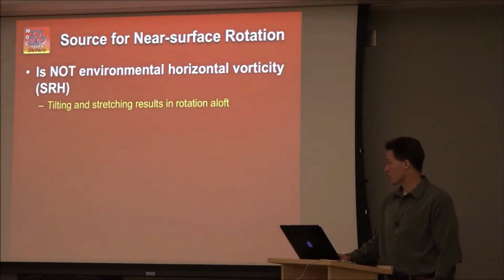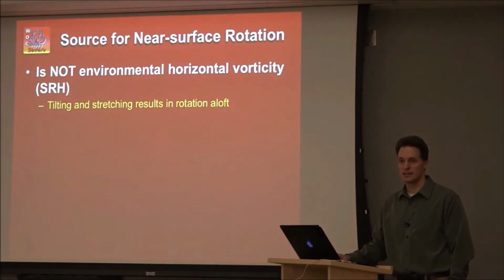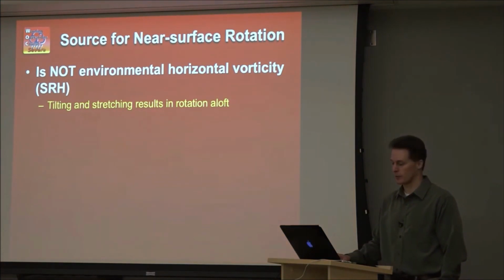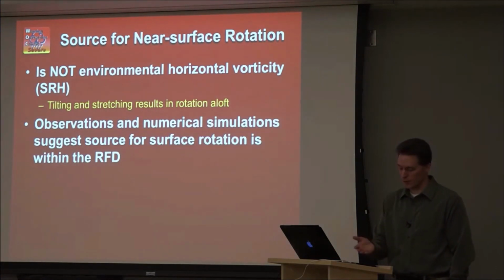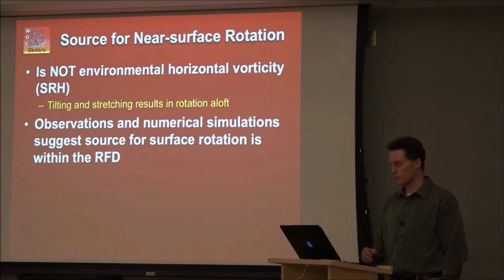The near-surface rotation, again, it's not storm relative helicity directly that's related to that rotation. That just gives you rotation aloft that's related to the mid-level mesocyclone. Now, when we go by detailed observations from some of the Vortex Project field campaigns and lots of other field projects and numerical simulations, it looks like the source for rotation that ultimately leads to tornadogenesis is related to the rear flank downdraft, or what we call here the RFD.